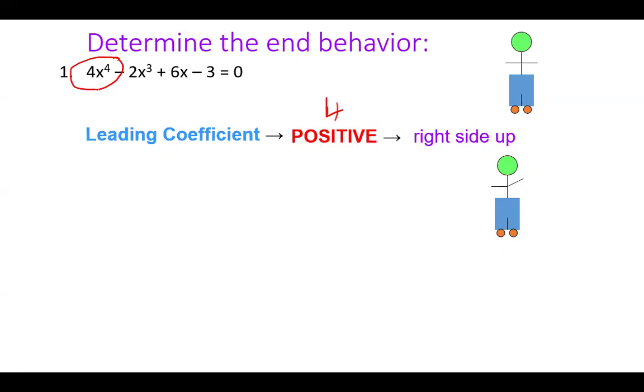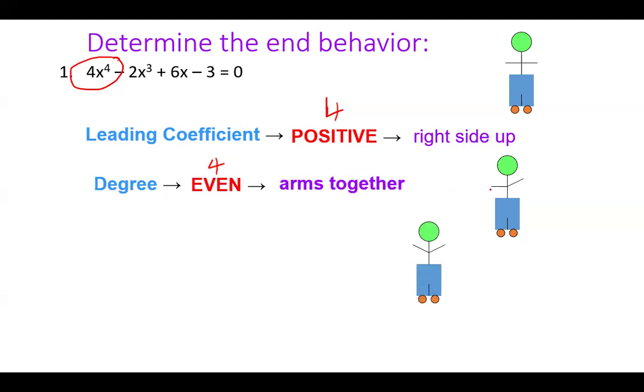Next, we're going to look at our degree. Is it odd or even? Even. It's 4. Your degree, remember, is your highest exponent. And because it's even, that means that my left side is going to be doing the same behavior. So we're raising the roof.